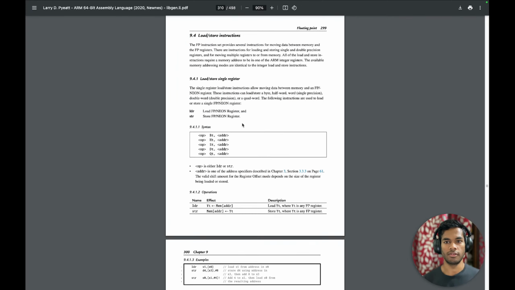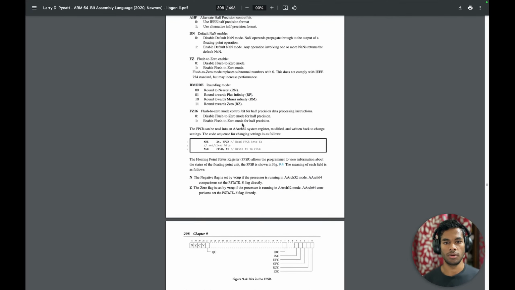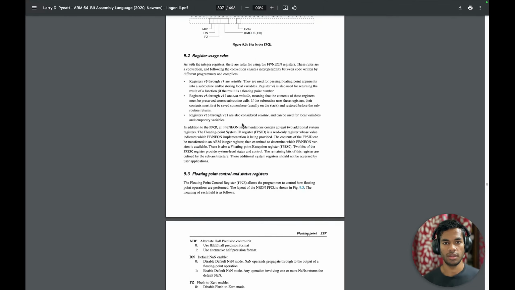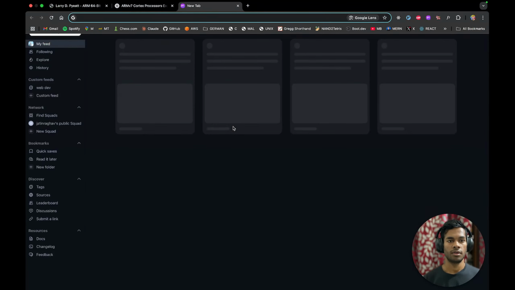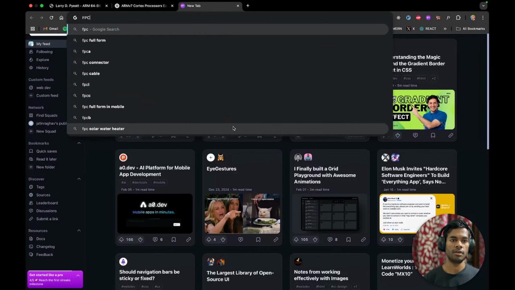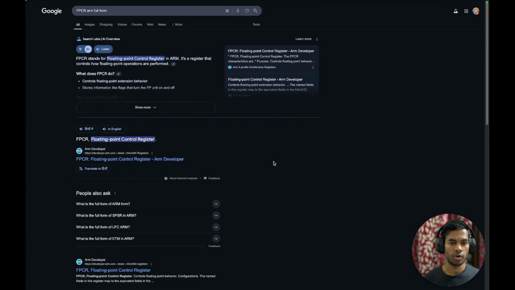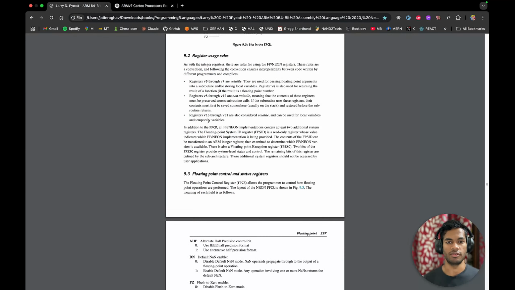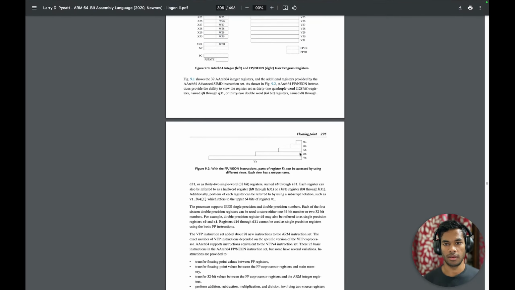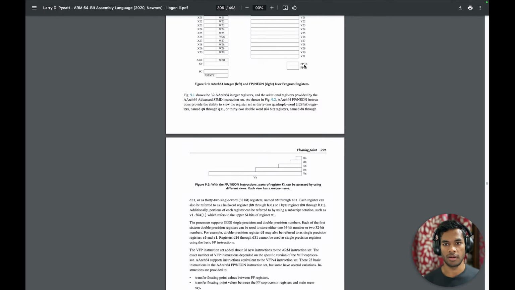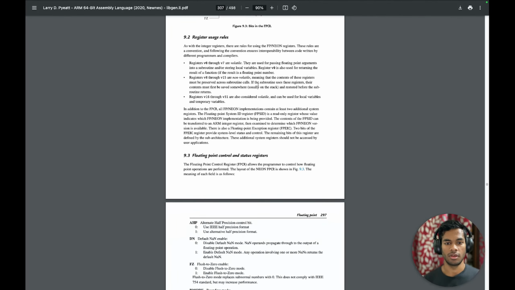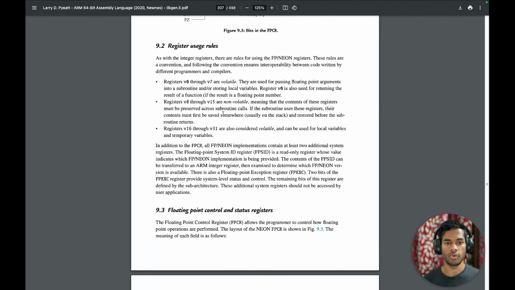Load, restore, single register, floating point. There are a lot of instructions to be read. FPCR, ARM, full form, floating point control register. It must be one of them. FPCR and FPSR: floating point control register and floating point status register.